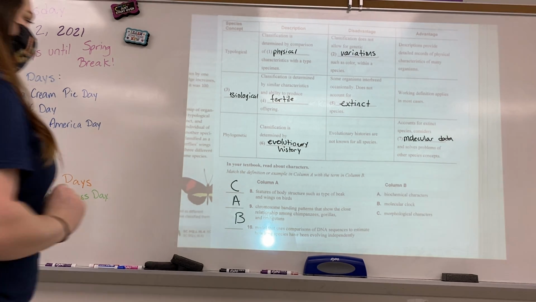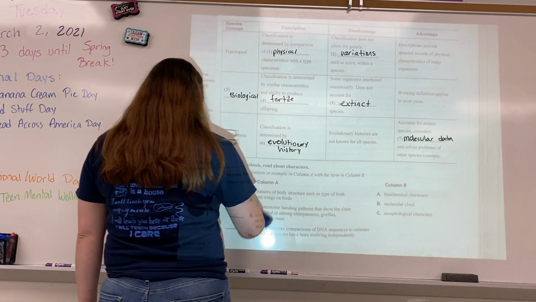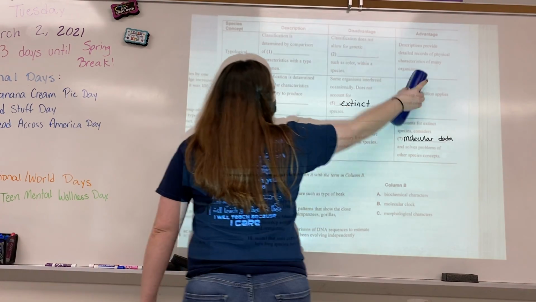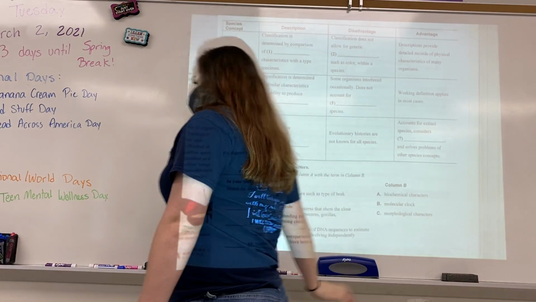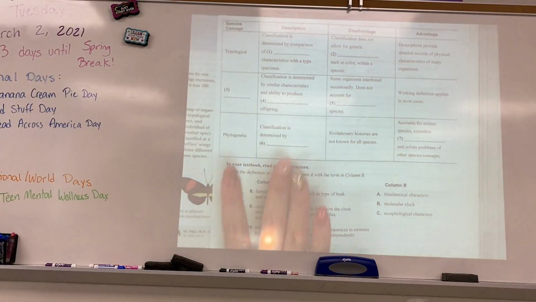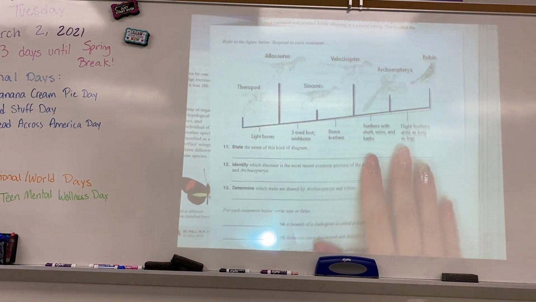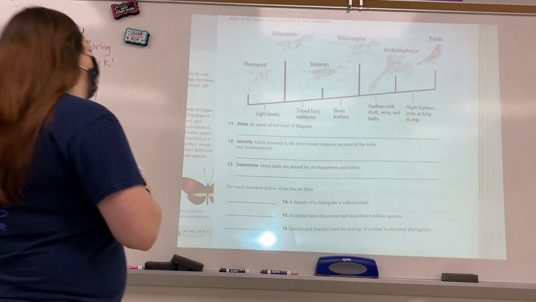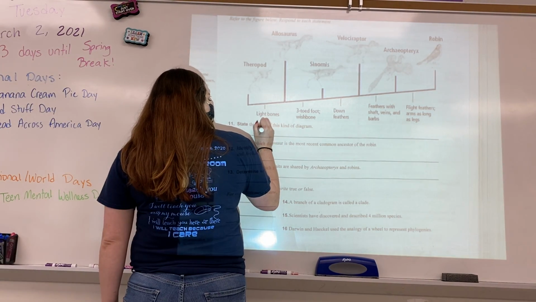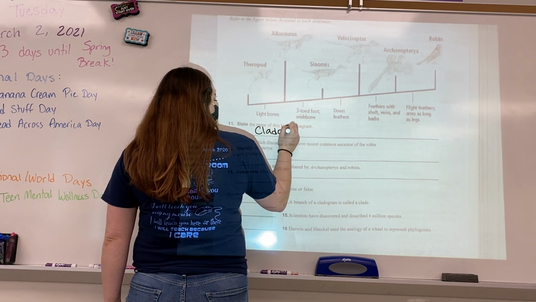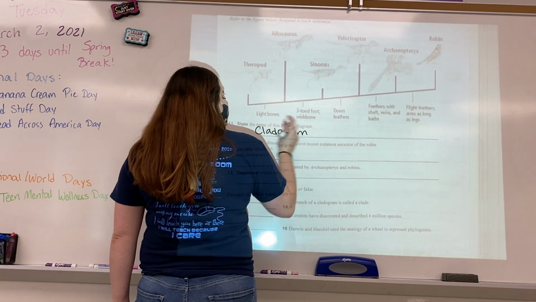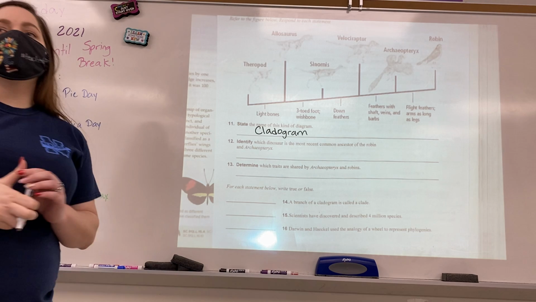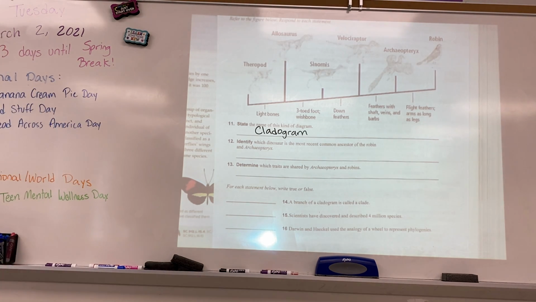All right, so now you're going to flip over, and now we are going to look at what is called a cladogram. This type of diagram is a cladogram, and you need to be able to read and interpret a cladogram. So that's what we're going to do now.